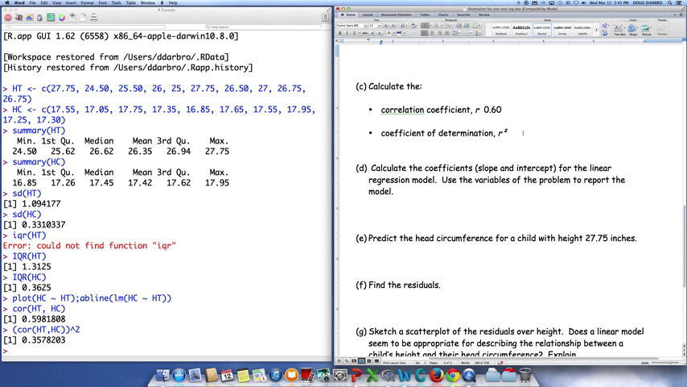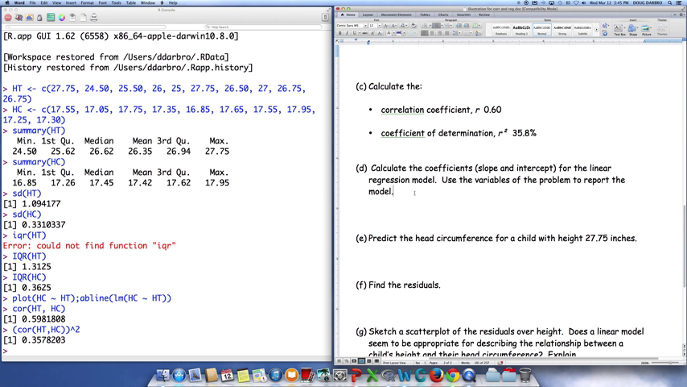So gang, we know that our R value is 35.8%. So this tells us the correlation coefficient of 0.60 tells us that we indeed do have a moderate relationship. And the coefficient of determination tells us that 35.8% of the variance in head circumference can be explained by small changes in height.